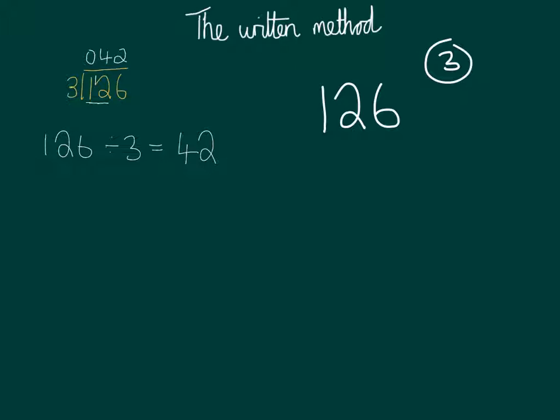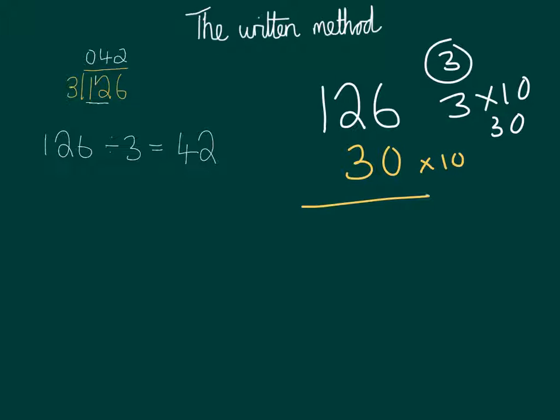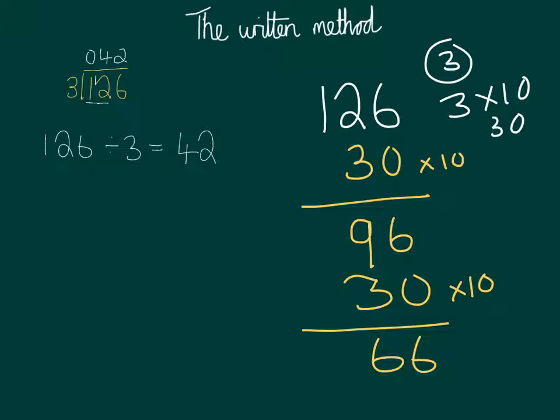So using my table facts knowledge, I should know most of my 3 times tables. If not, I should certainly know 3 times 10, which is 30. So let's start with that one. If I take 30 away from that, which is times 10, I am left with 96. Okay, 30 will fit into that again. In fact, 60 will, which would be twice that, but let's keep it simple. 30 will fit into that again, which again is times 10, which leaves me with 66.